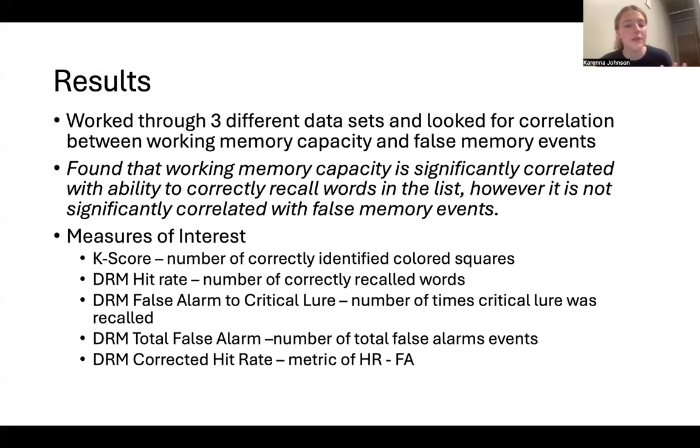To go over some of these measures of interest, we have K-score, which is the number of correctly identified colored squares. That's our working memory task score. Next, we have DRM hit rate, the number of correctly recalled words. Next, DRM false alarm to critical lures is the number of times critical lures were recalled. And then DRM total false alarm is the number of total false alarm events, so that's critical lures plus related lures. We leave out unrelated here. And lastly, DRM corrected hit rate, a metric of hit rate minus false alarm rate.